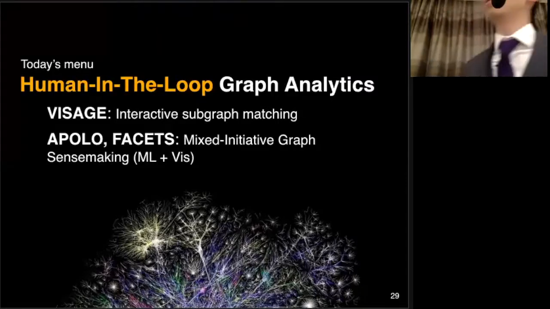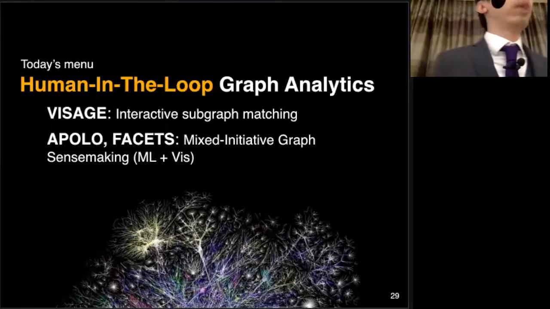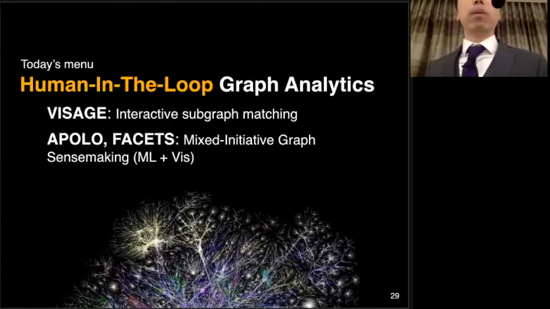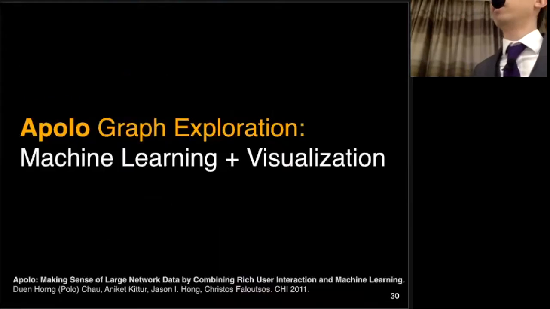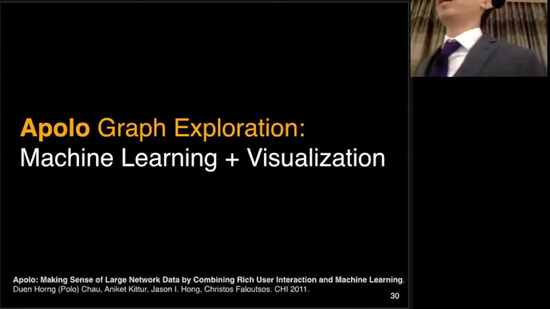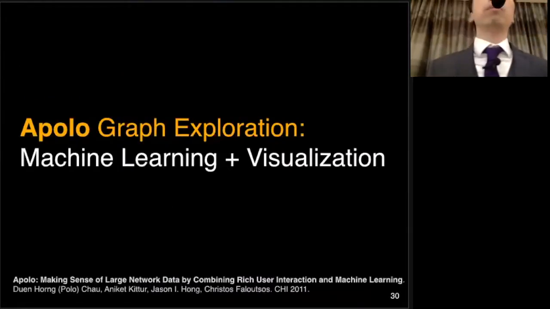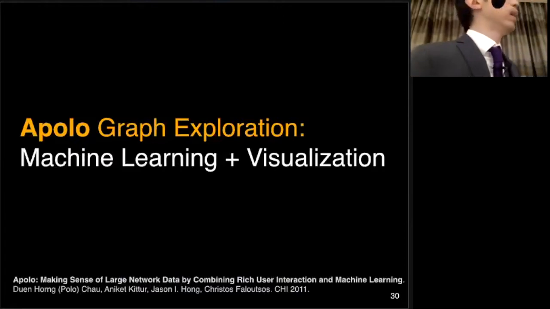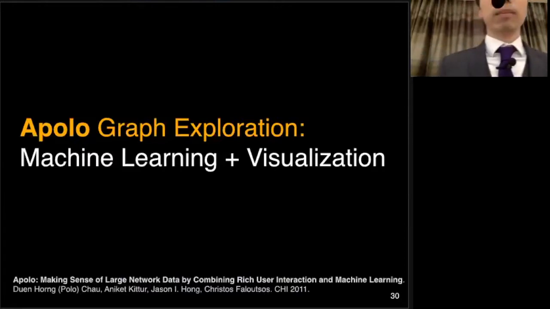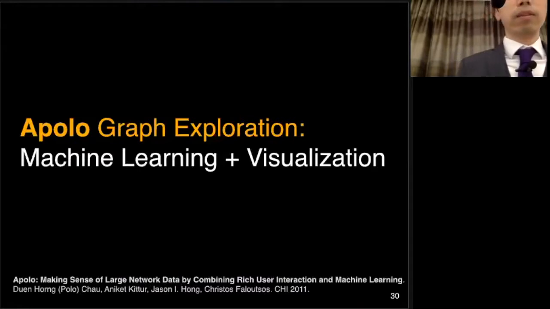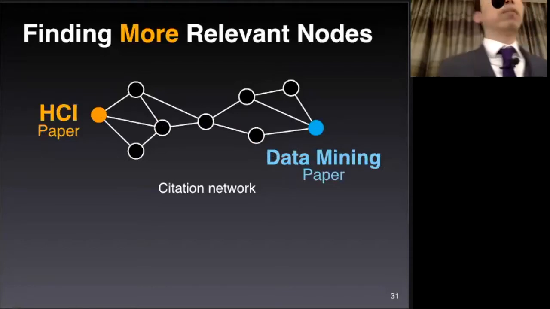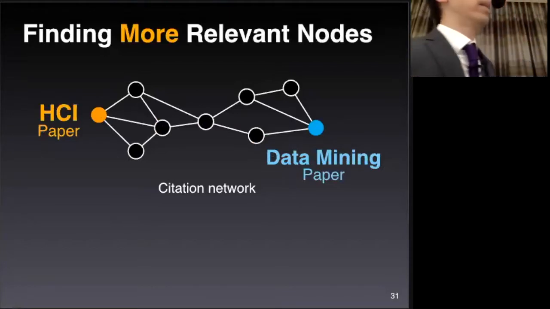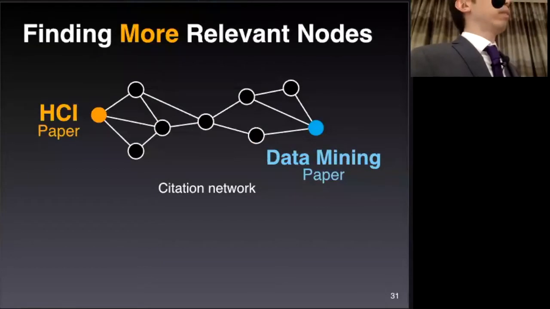But as I mentioned, just knowing where to start is not sufficient. Right? You also want to know where to go next. So that's where the Polo and Visage tools come in. Both of them share the common theme where we try to combine machine learning and visualization to help people with this exploration, expanding on the initial investigation. So I'll talk about the Polo tool first. The very high-level problem that it's trying to solve is, if the user says, I'm interested in a particular node or particular subgraph in the whole graph, how do we help the user find more relevant things, more relevant nodes?